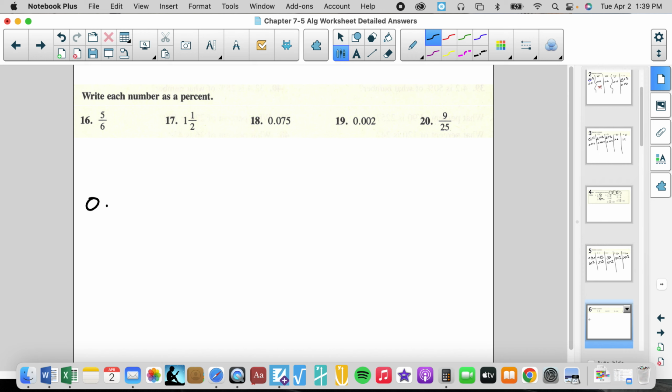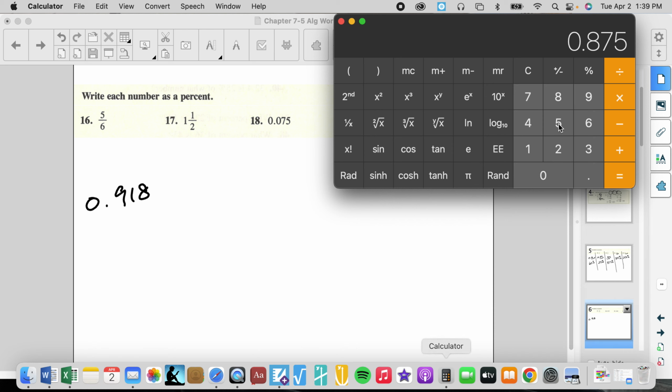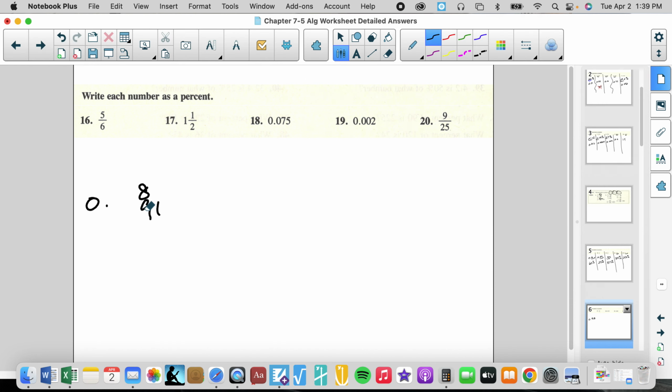What's that going to be? Is that going to be 0.916? 918? Let's look. 5 divided by 6 gives us 8.3 repeating. So you get 0.83 repeating. If we move that decimal point 2 places, we get 83. Now remember, that's 3 repeating. So it's going to be 3, 3, 3.